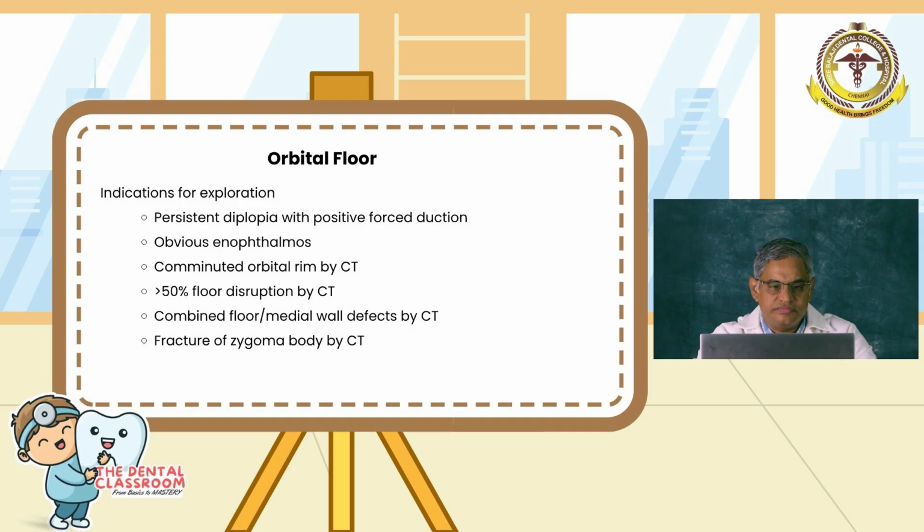Orbital floor fracture. Indications for orbital floor fracture repair: persistent diplopia with positive forced duction, obvious enophthalmos, comminuted orbital rim by CT scan, 50% of the floor disrupted by CT, combined floor or medial wall defect by CT, fracture of the zygoma body by CT.